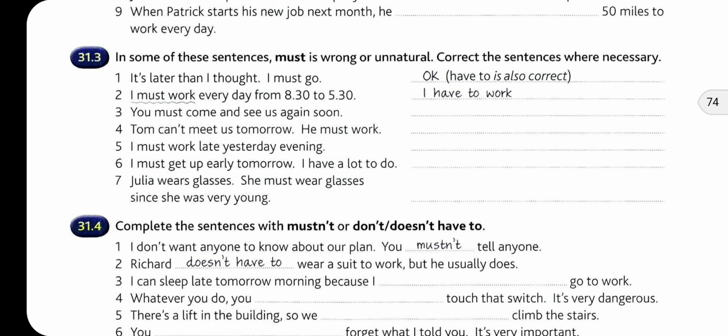فبهذه الحالة أنا إيش أستخدم has to. وليش has؟ لأن عندي he has to work. Number 5: I must work late yesterday evening. هنا غلط. ليش؟ لأن عندنا yesterday البارحة والmust نستخدمها بالماضي، نستخدم had to. تصير I had to work late yesterday evening.